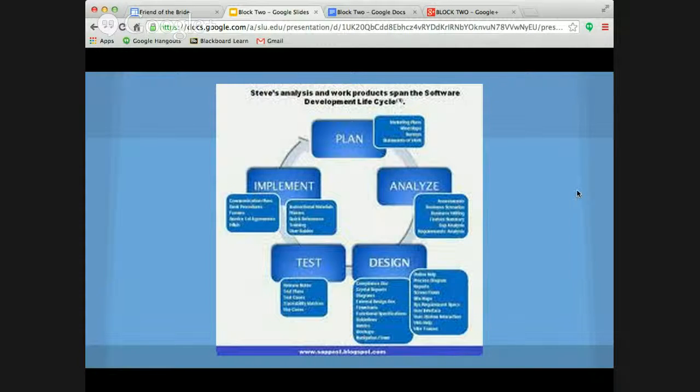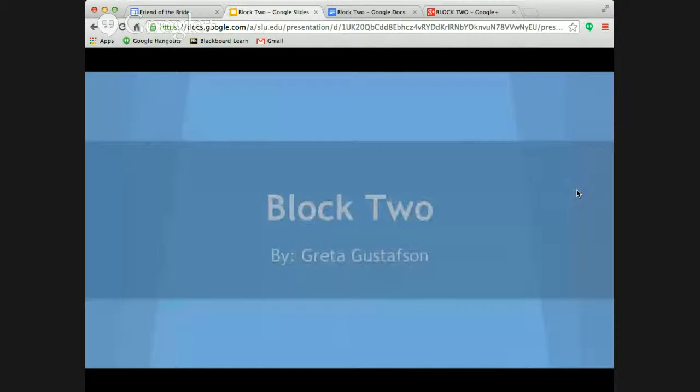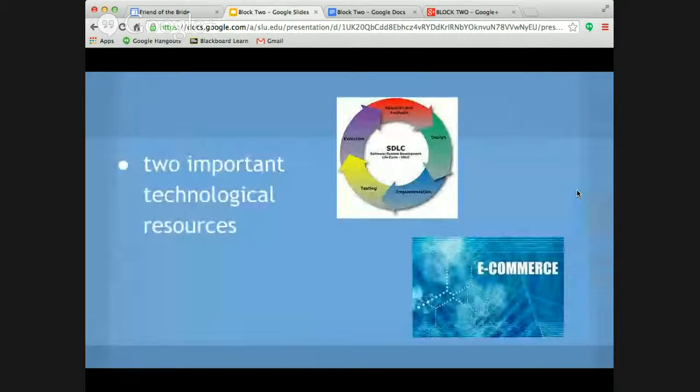Hi, today I'm going to be talking about the systems development lifecycle and electronic commerce. So, the systems development lifecycle is the process which is used to create computer systems used in businesses, and using this process has a lot of benefits to it. And basically, the process contains multiple steps that work to create and improve these computer systems.